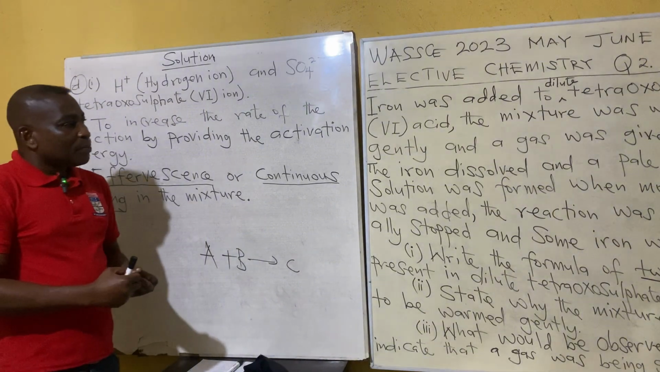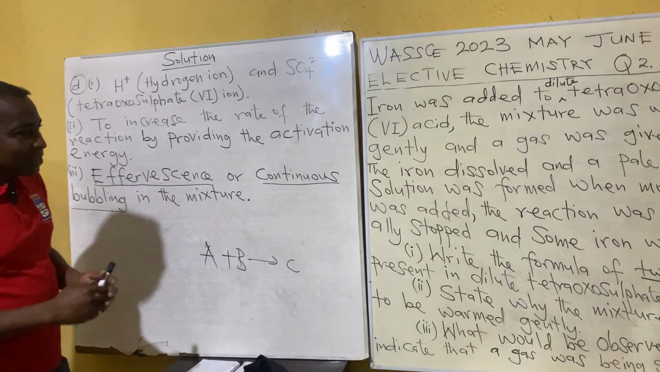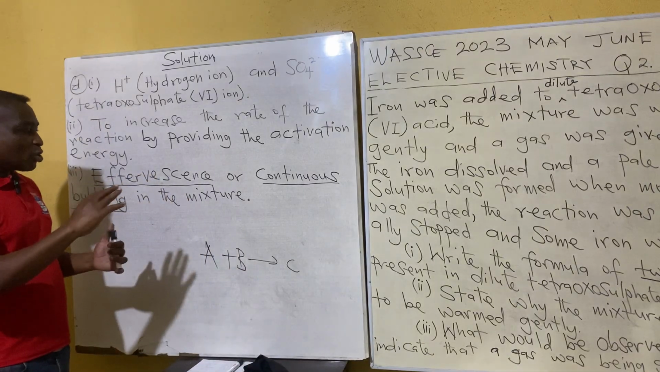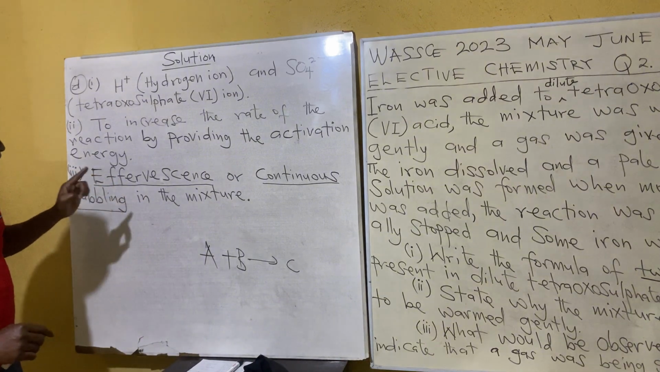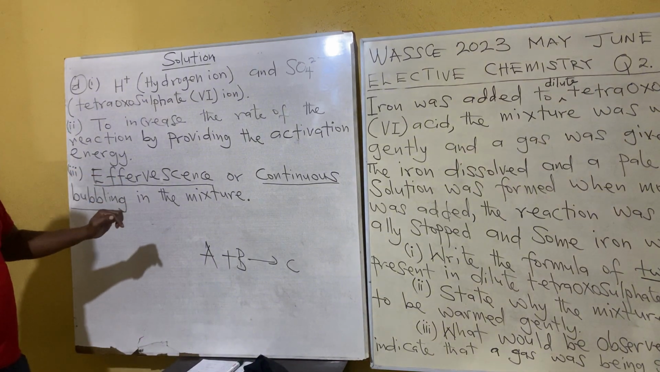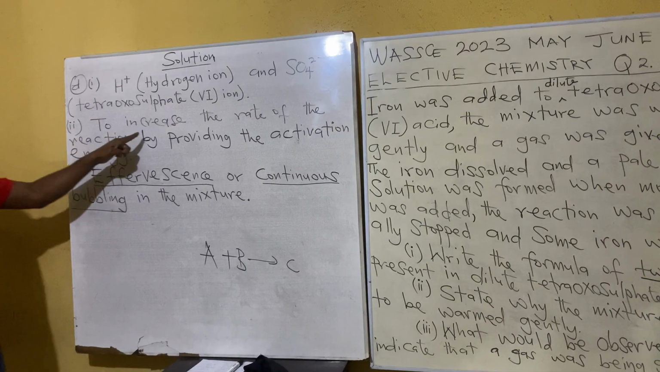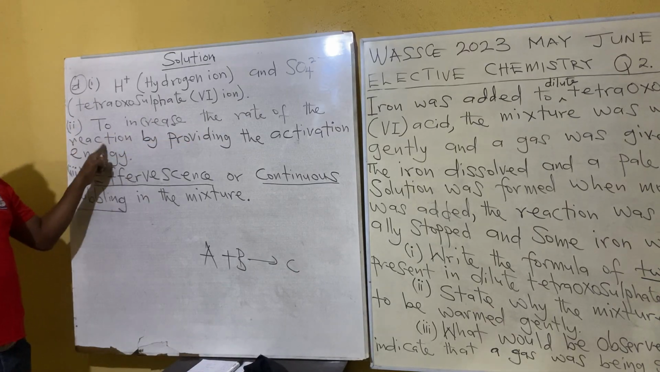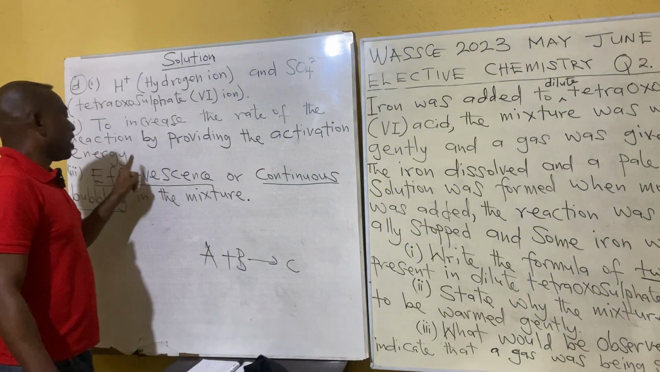So if a reacting mixture is warmed, it means that more heat or more energy is being given so that the activation energy is overcome. So we say that it is to increase the rate of the reaction by providing the activation energy.